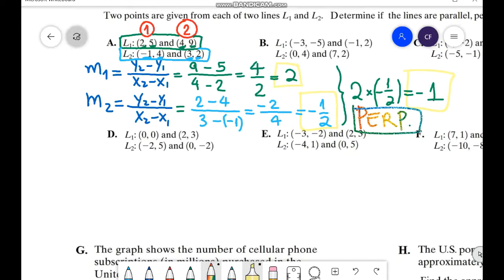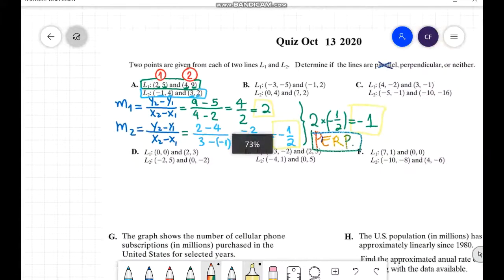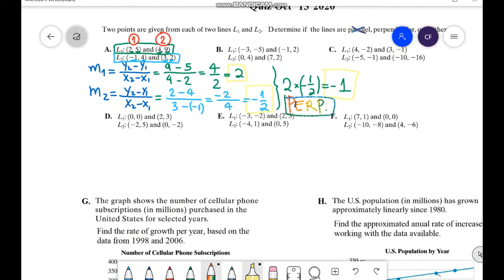They aren't equal. That's right, Ewell. They aren't equal, so you can eliminate parallel. You can cross out parallel. It's not going to be parallel. But if I multiply both numbers, you're going to find negative 1. That means, yes, they're going to be perpendicular. Okay? So this is how we're going to work on the next questions, B, C, D, E, and F.